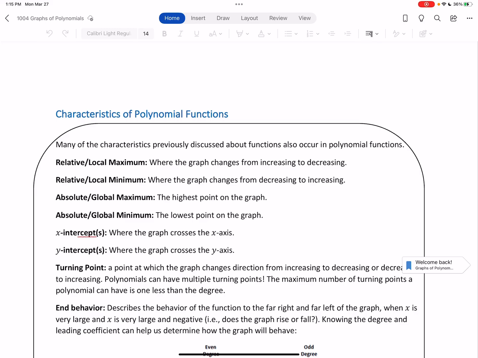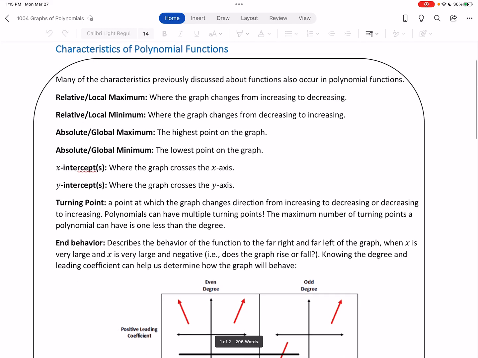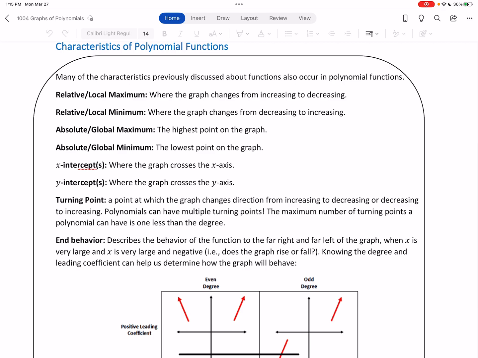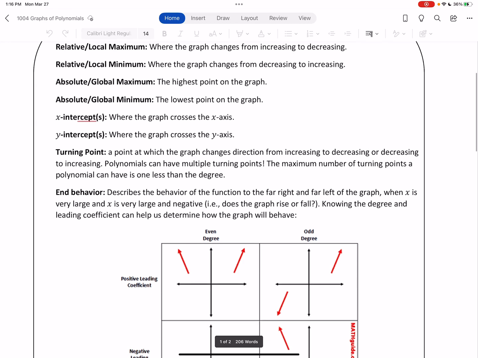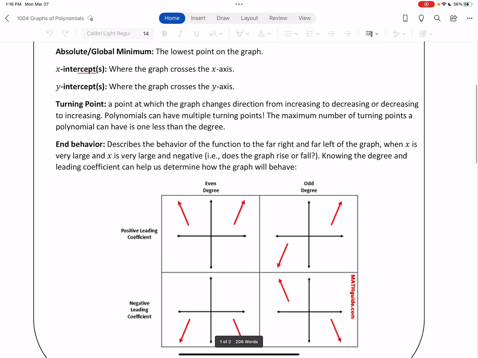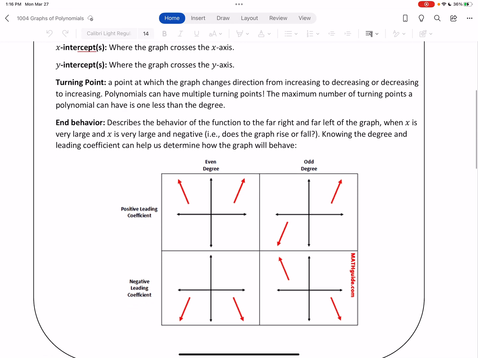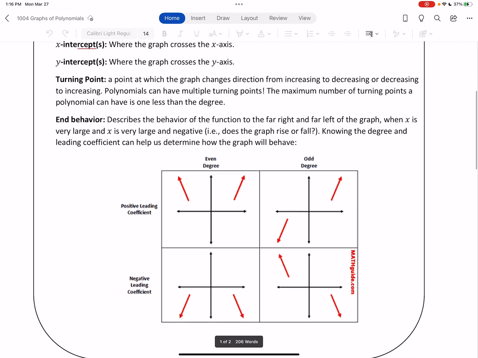So now I want to investigate the graphs of polynomials a little bit more. If you remember all the characteristics we know about polynomials: maxes and minimums, where it changes from increasing to decreasing; absolute maxes and minimums, the lowest and highest points; x-intercepts, where it crosses the x-axis; and y-intercepts, where it crosses the y-axis.